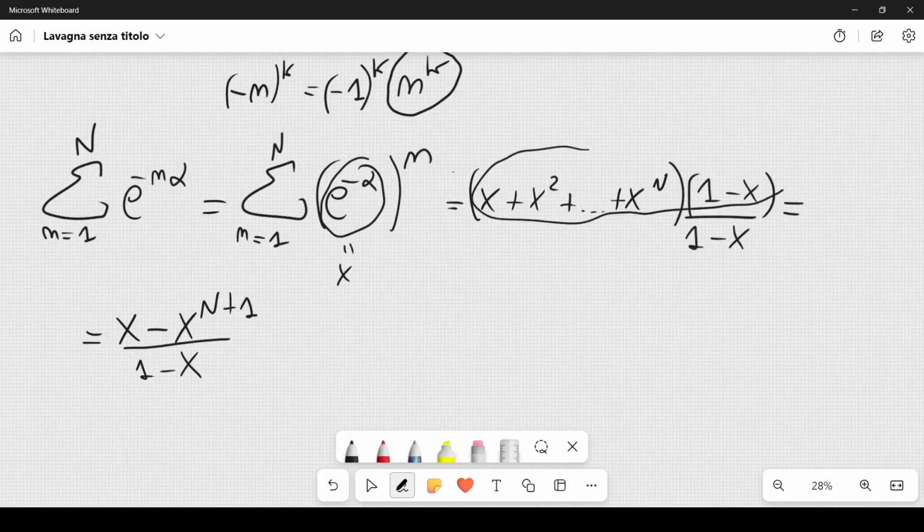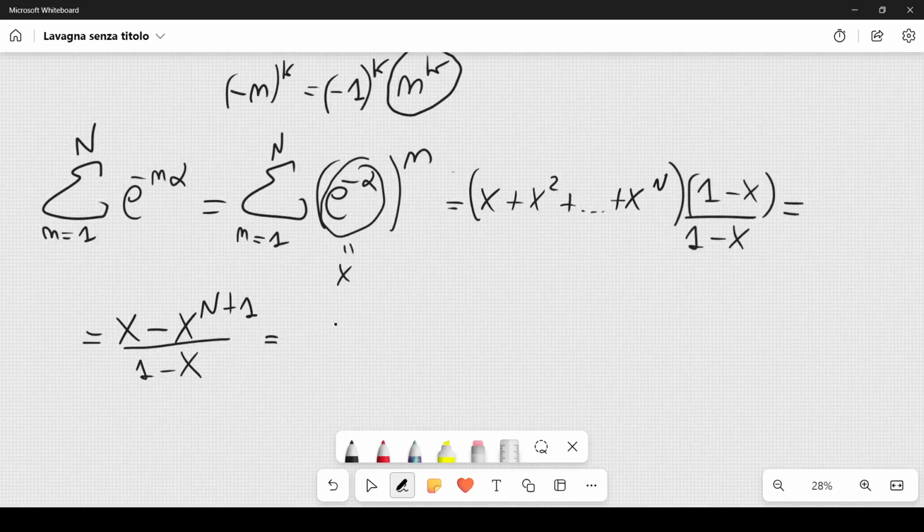Because when we multiply out these terms, the first one multiplied by 1 will not be cancelled. But if we multiply x squared with 1, we have x squared, and this will get cancelled by x times minus x, because that's minus x squared. So there are some terms in between that are going to get cancelled. The final term that will not be cancelled is minus x to the power N plus 1: when x to the power N is multiplied by minus x, we get this term that's not going to get cancelled.